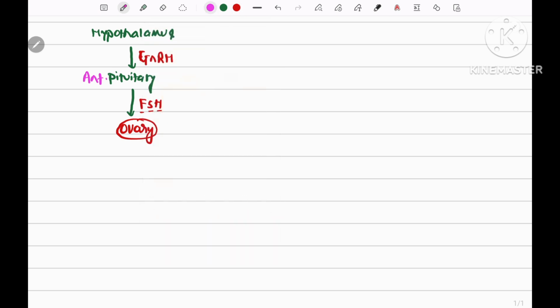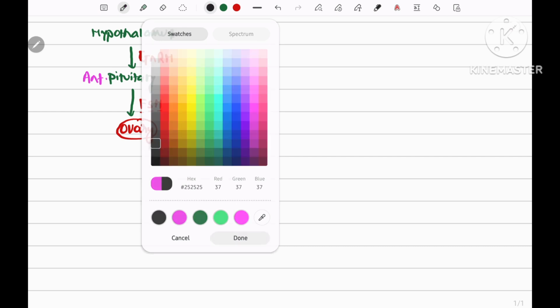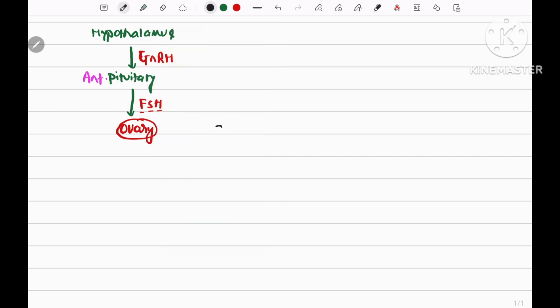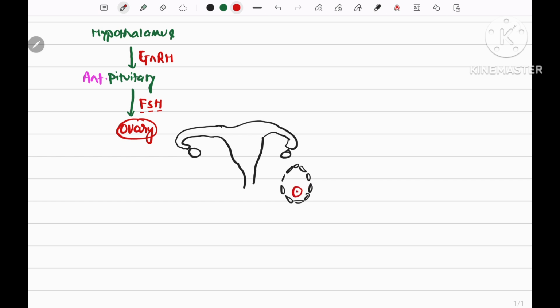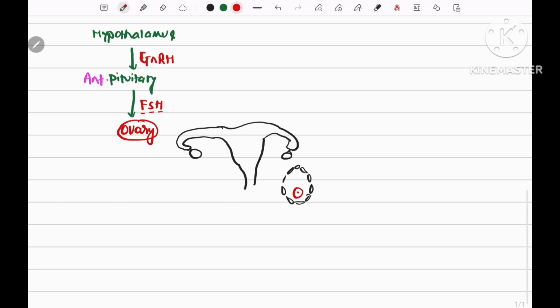I will draw here. If we consider this as the ovary, then in the ovary there are a lot of follicles. If we draw a follicle, it is like this. Draw with me. These are the follicles, and they contain the oocyte. And if this is a follicle, then these are the granulosa cells.